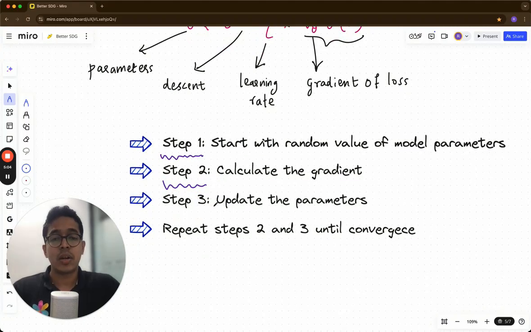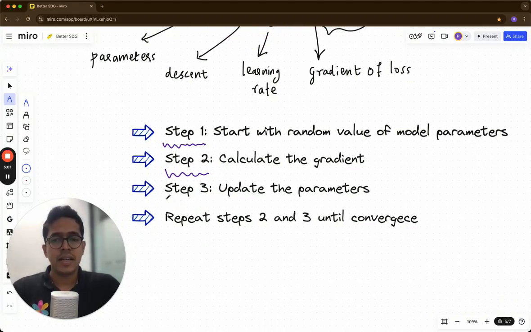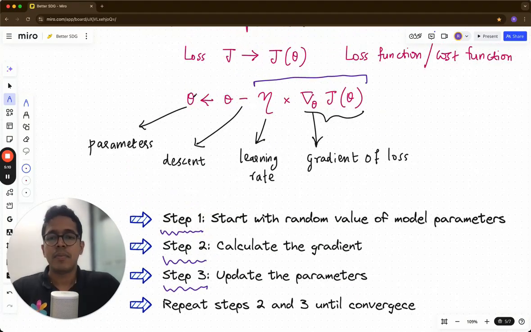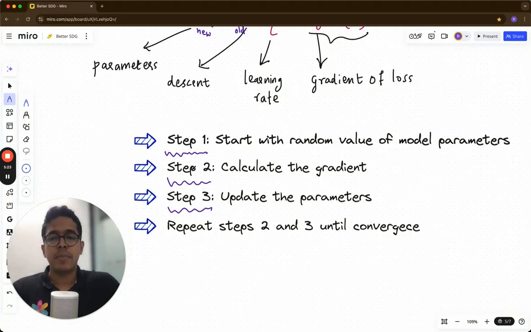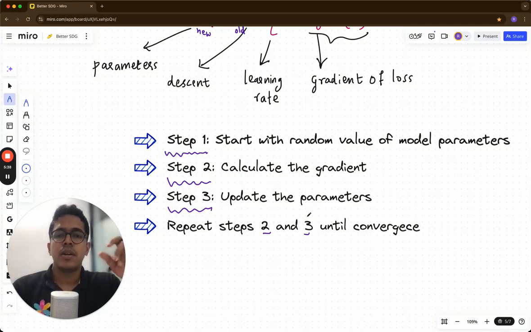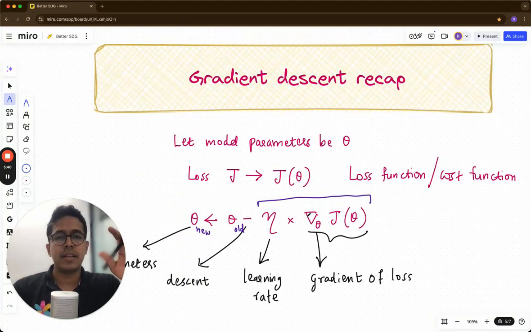Step 2 is calculating the gradient. Step 3 is updating the parameters. So here the new value of theta, you can also put a subscript called new, is the old value of theta minus eta times the gradient of the loss function. Then update the parameters and repeat steps 2 and 3 until you reach some sort of convergence, or for a predefined number of steps. You can do this 100 times, 1000 times, whatever the computational power of your system allows. So this is a brief recap of gradient descent.